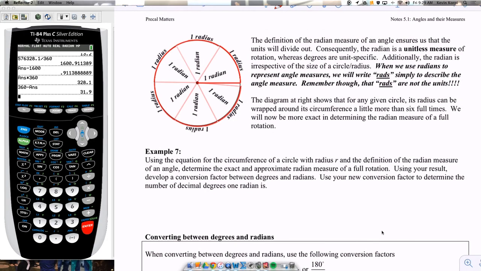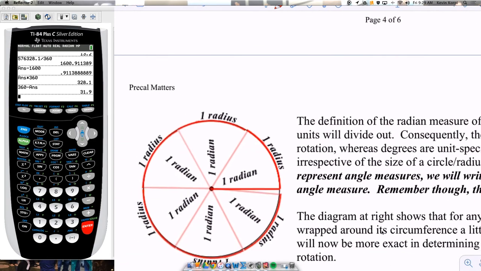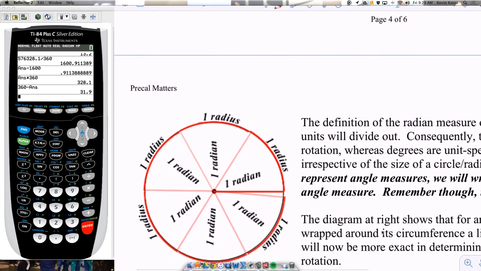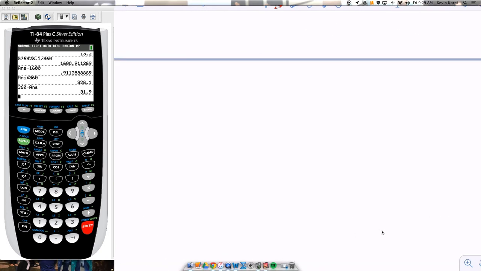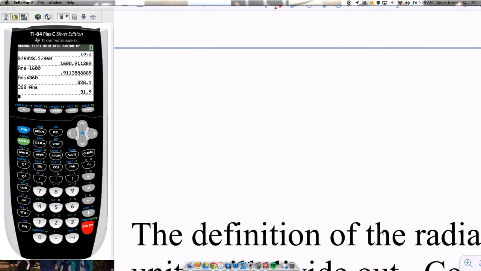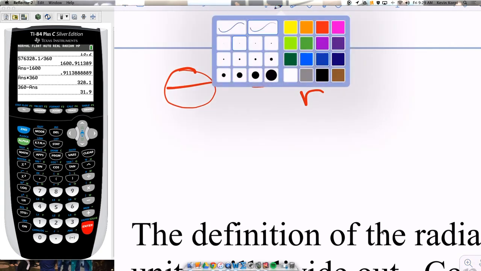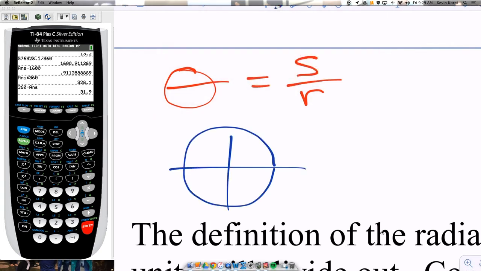We need to figure out exactly what that is. How are we going to do that? Anyone know exactly how many radians are in one rotation? Let's derive it. What's the formula for the radian measure of an angle theta? S over R. The easiest way to derive it from given formulas is to look at a full rotation. One full rotation.